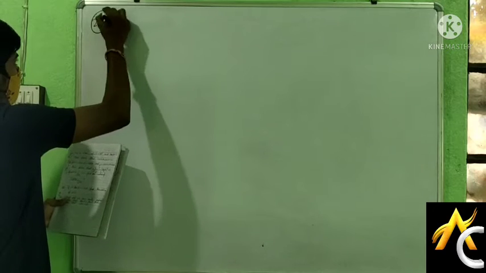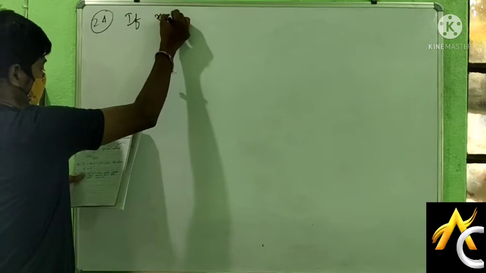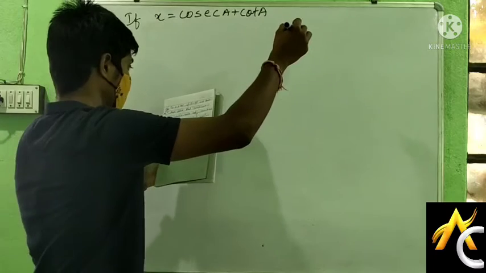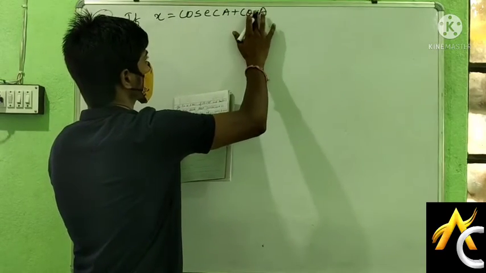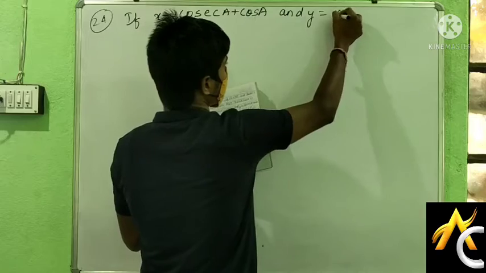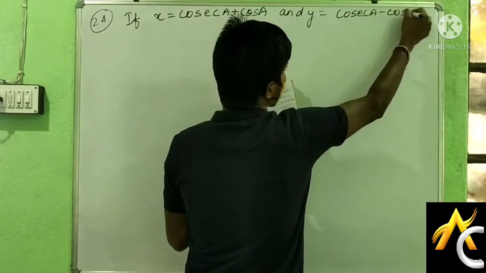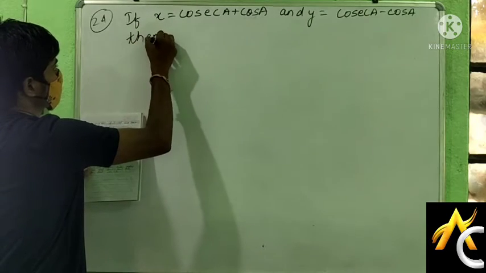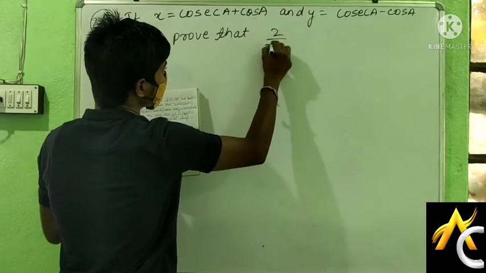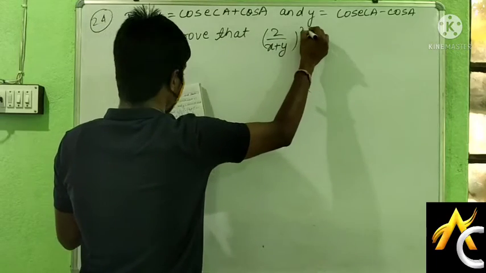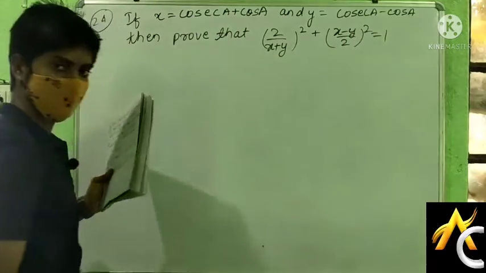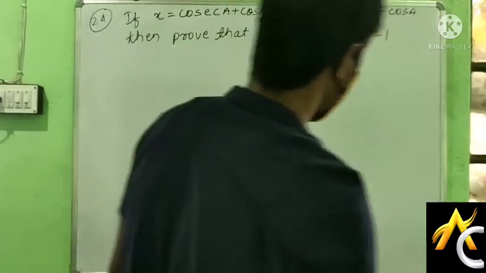Question number 24 is: if x is equal to cosec A plus cos A, and y is equal to cosec A minus cos A, then we have to prove that (2 by x plus y) whole square plus (x minus y by 2) whole square is equal to 1. Okay.